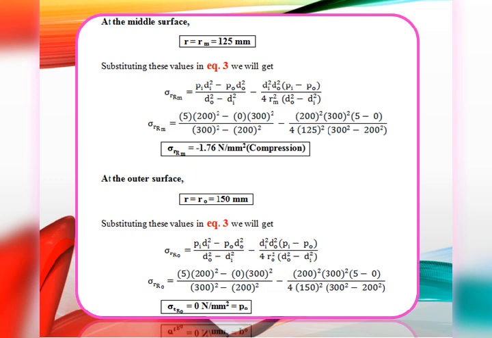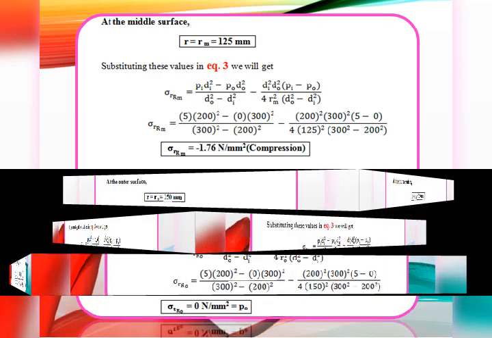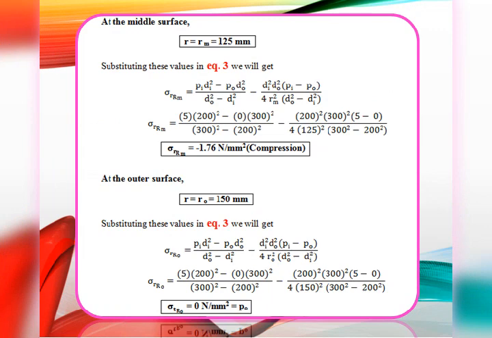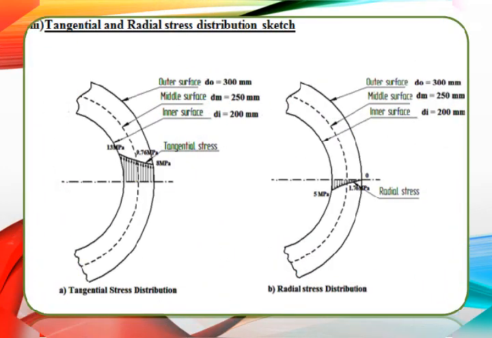Now sigma r at r naught is equal to 5 into 200 square, minus 0 into 300 square divided by 300 square minus 200 square, minus 200 square into 300 square into 5 divided by 4 into 150 square into 300 square minus 200 square. By simplifying that, we are getting sigma r at r naught is 0, that is equal to external pressure. External pressure he has not given in the problem, which means we assumed external pressure is equal to 0. So radial stress at the outer radius is also equal to 0.